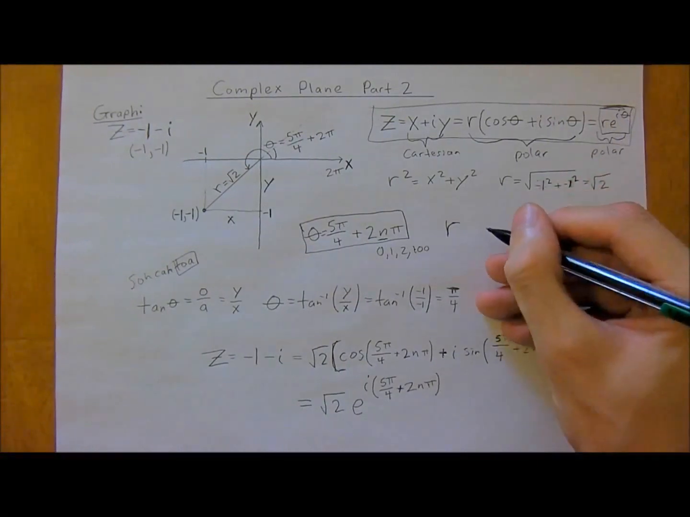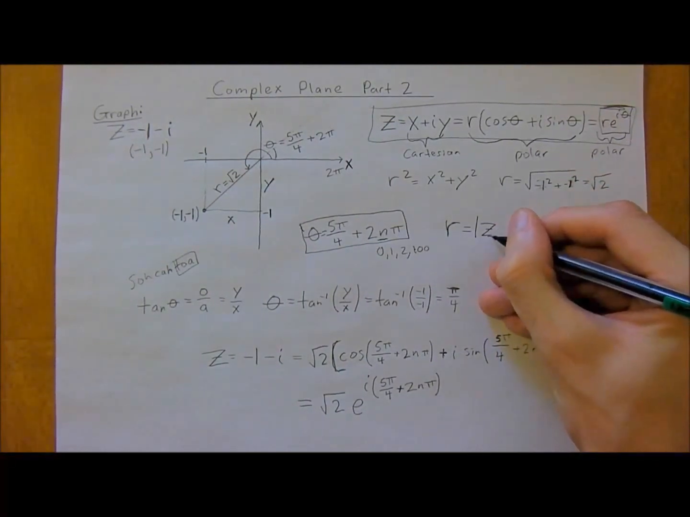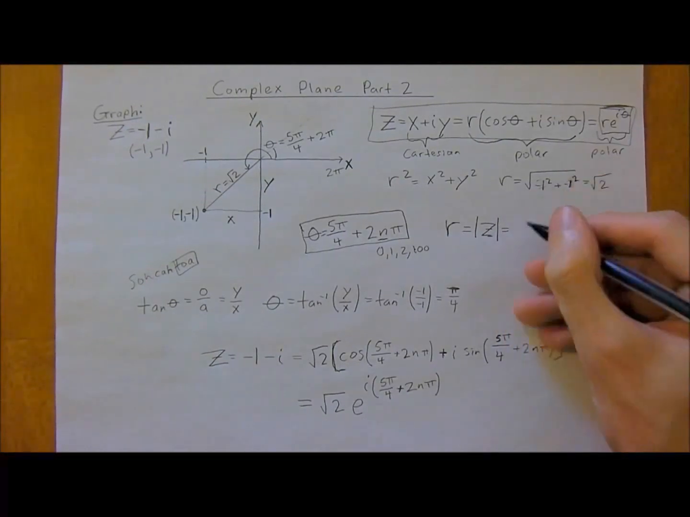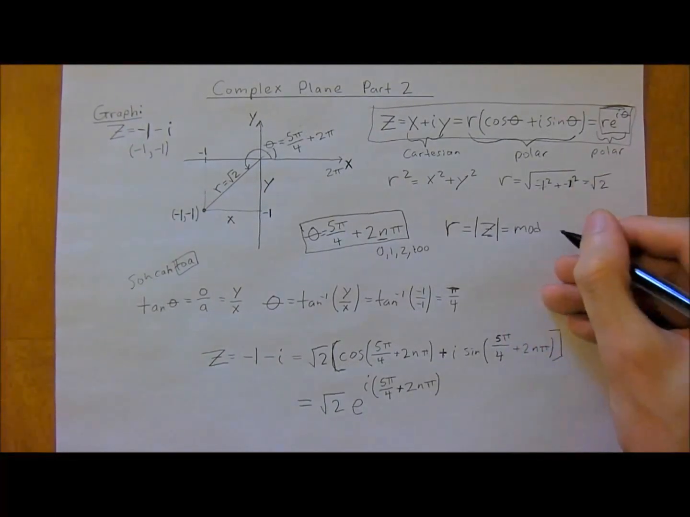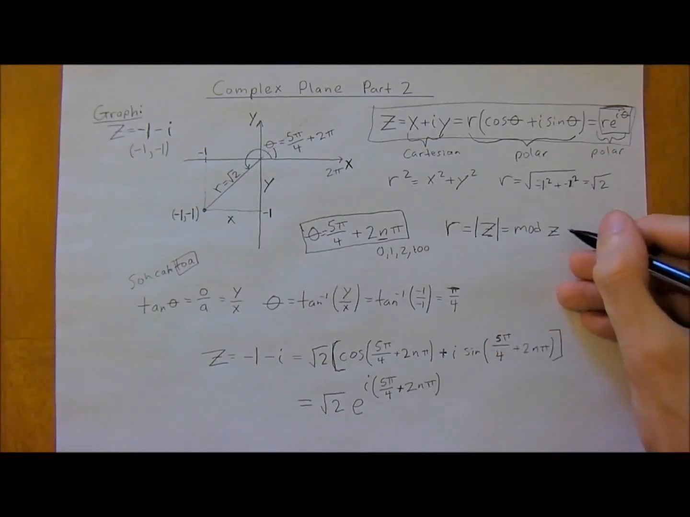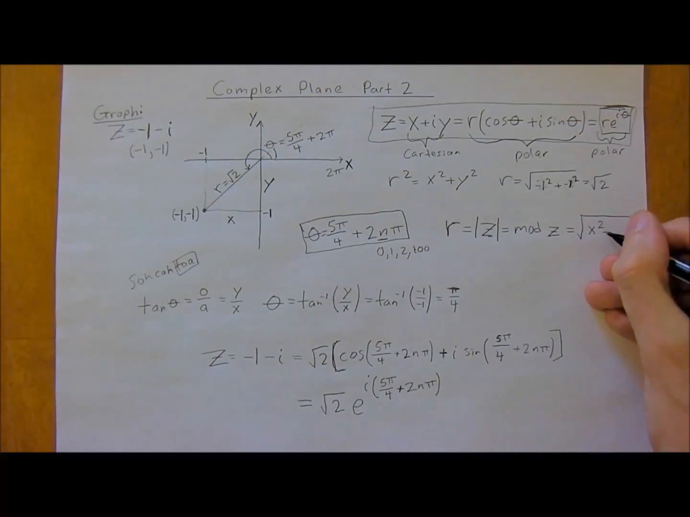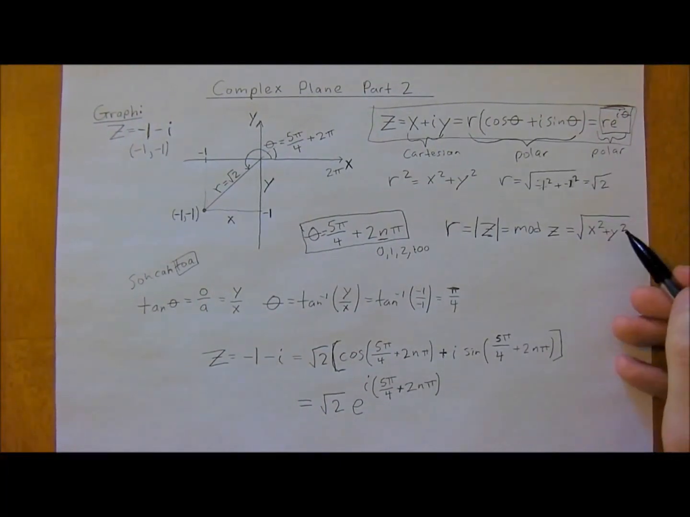So r is also the same as the modulus of z, which is also written as mod z. And whichever way you see it, it is just equal to the square root of x squared plus y squared from Pythagoras' theorem.